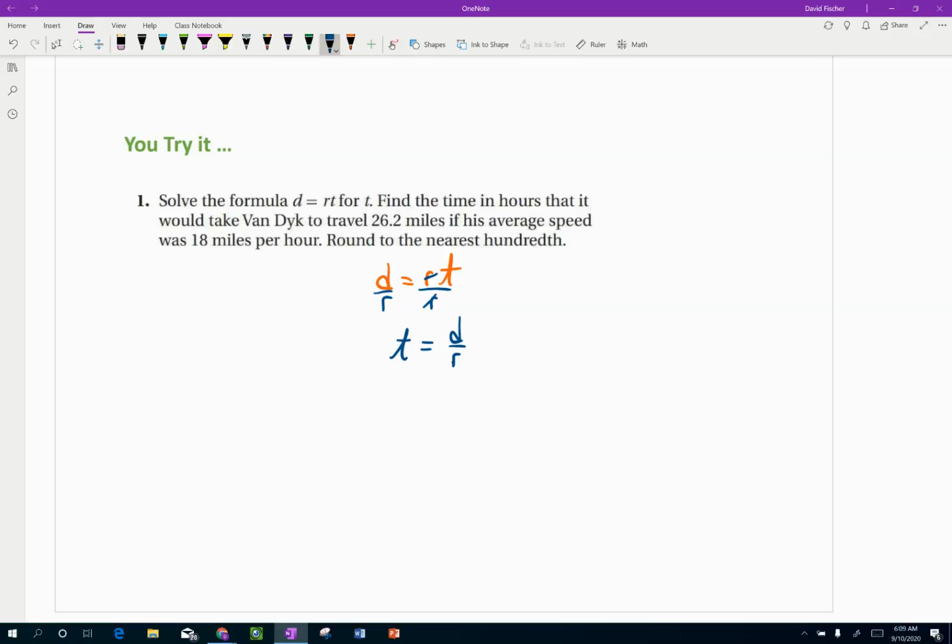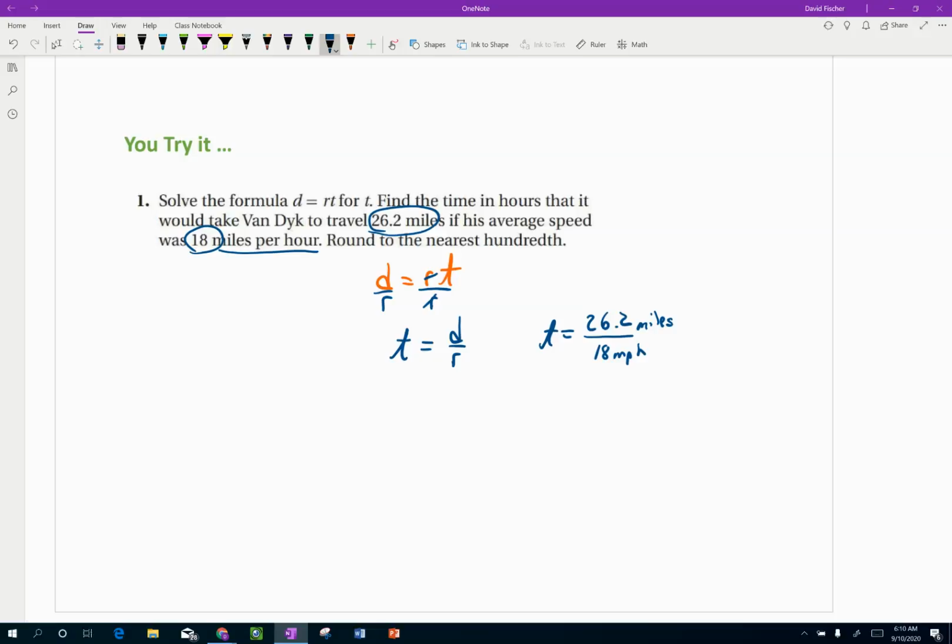Now go back up to our problem. They said he travels 26.2 miles. That's our distance. Here's his rate, miles per hour. And this is my distance. This is in miles. So I'm just going to put miles. Let's do the calculator real quick.